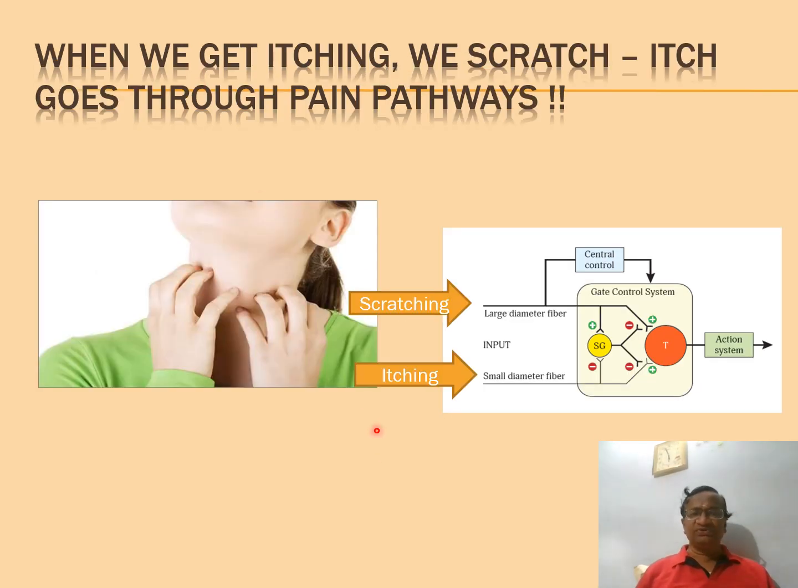So now we have one more thing. Itch and pain travel in the same fiber. Now we have itching, and what we do is scratch. By scratching we decrease itching. We are not doing anything on histamine or anything like that. We are stimulating the large diameter fibers plus the substantia gelatinosa. This is a simple example of gate control theory.